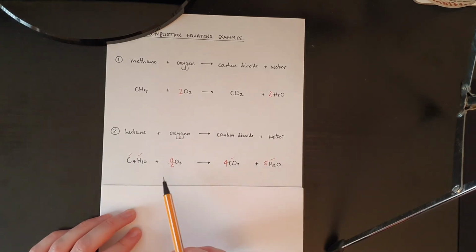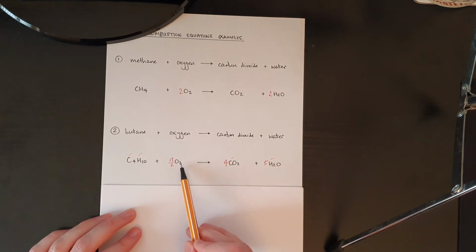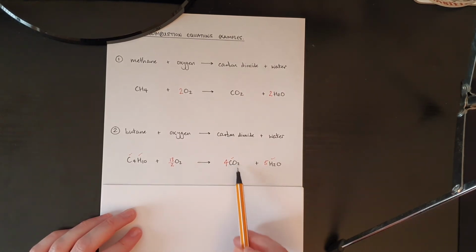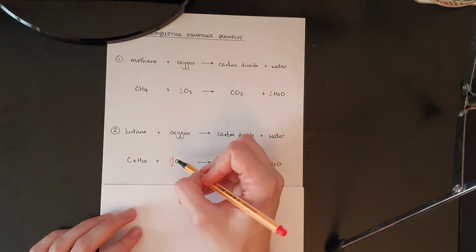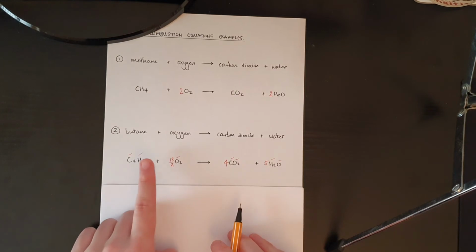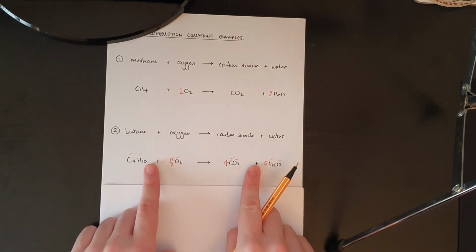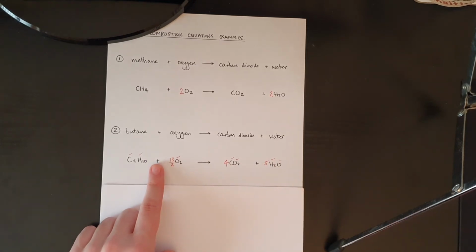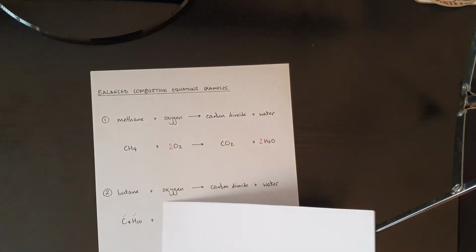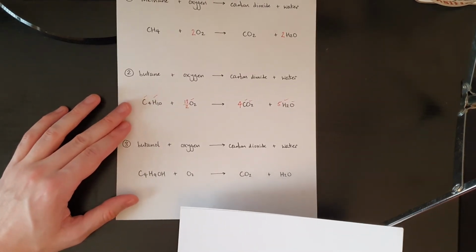So we've ended up with 1 mole of butane plus 6.5 moles of oxygen giving 4 moles of carbon dioxide and 5 moles of water. That is now a balanced equation, because again, we have the same number of atoms on the left as we have on the right. So to finish off, let's do that last example, and that was reacting a different homologous series, burning a different homologous series.